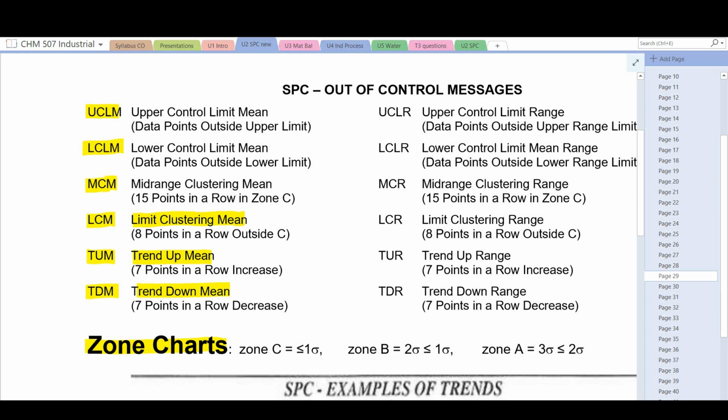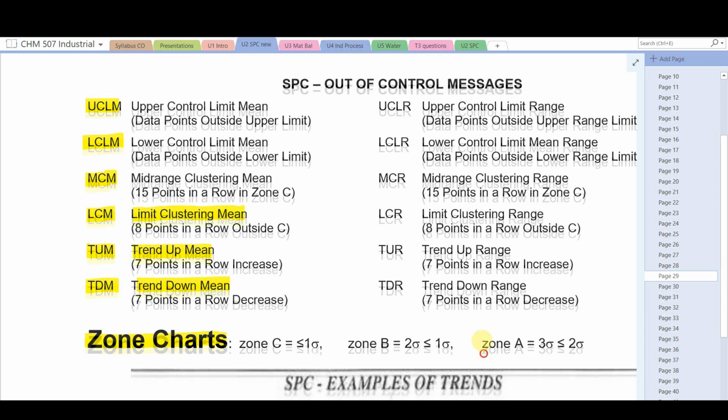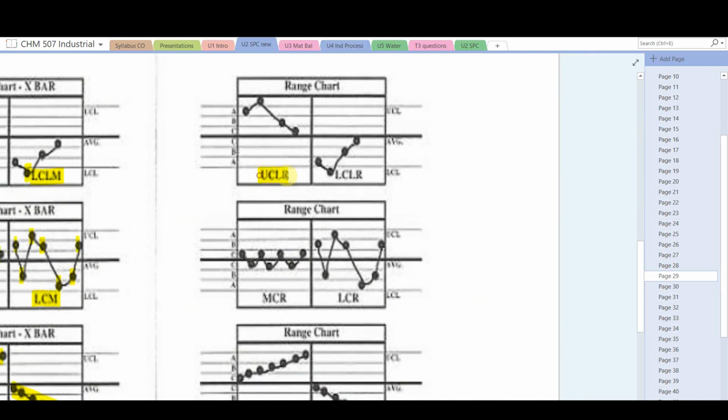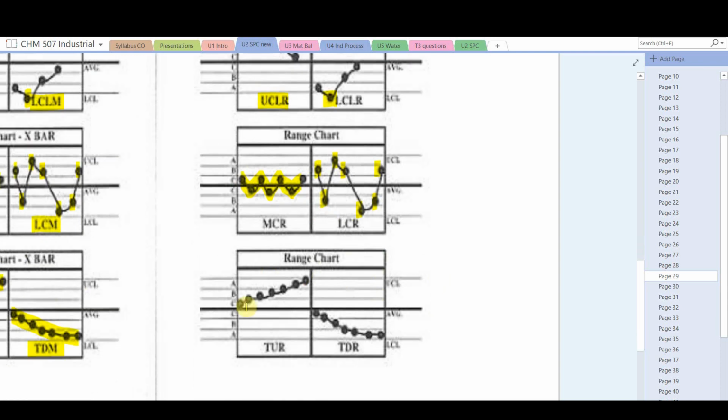Now, on the right-hand side, we have the same situations but applied to a range chart. So the terms are identical, just change the last letter from an M to an R for the range chart. Here we have an upper control limit range outlier. Here's a lower control limit outlier that exceeds the lower control limit. Here's the mid-range clustering range chart. Here's the limit clustering on a range zone chart. And then we have trend up on a range and trend down on a range.